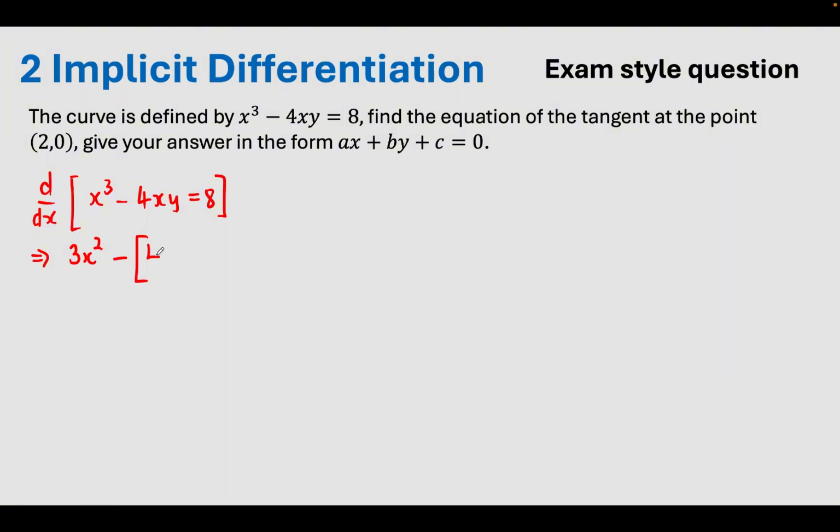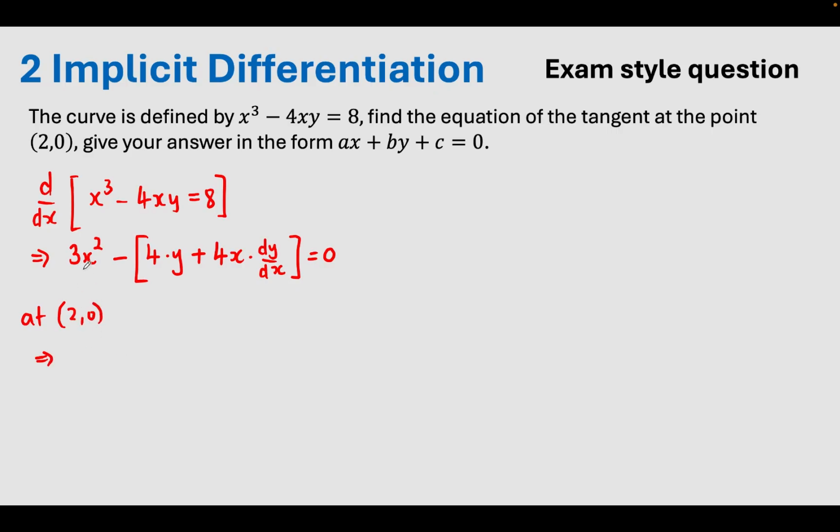So I'll get 4 times y plus 4x times the derivative of y, which is 1 with respect to y. So it's just times dy/dx. Okay, and that equals 0. Now, because I don't actually need to find an expression for dy/dx, I can just substitute my points in here to make my life a little bit easier.